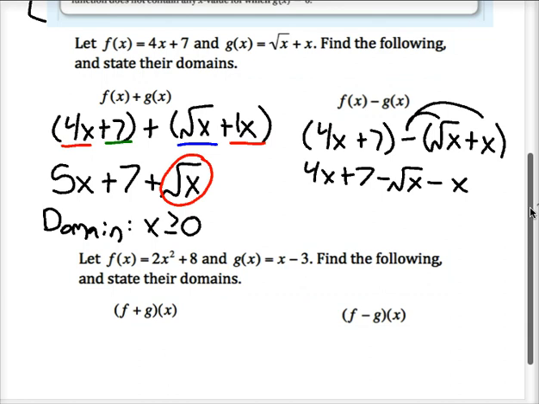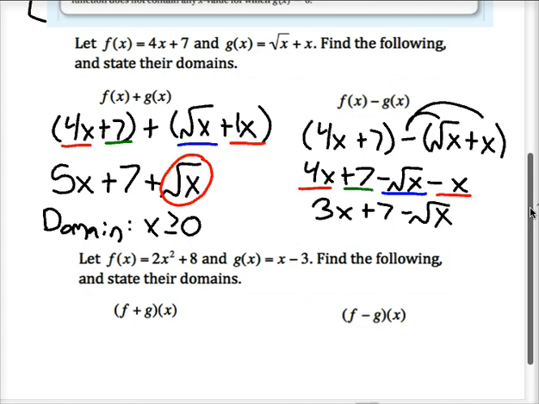So again, make sure that when you are subtracting, distribute that negative in so you don't have to deal with trying to remember, oh, I'm adding a negative or I'm subtracting a negative, all that stuff. So now we have 4x minus 1x. That's going to leave me with 3x. We still have that plus 7 and a minus square root of x.